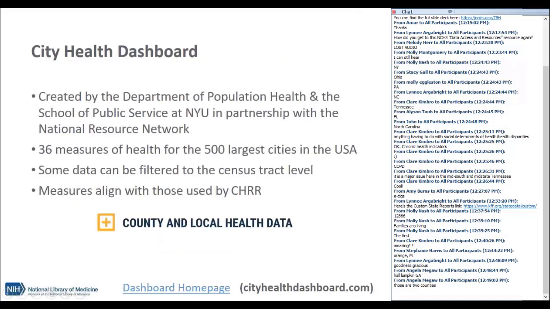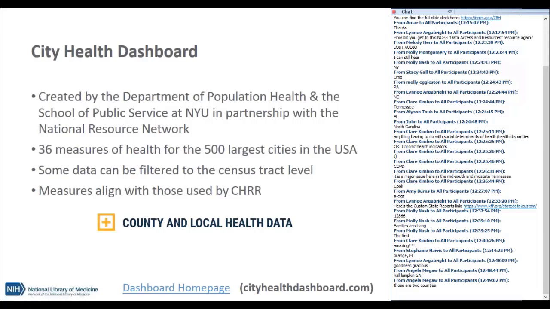So moving on to the next resource for local information. This is called the City Health Dashboard. And this is a relatively new resource from the Department of Population Health at NYU Langone Health and the Robert F. Wagner School of Public Service at NYU and the National Resource Network. And the dashboard has 36 health indicators for the 500 largest cities in the United States.